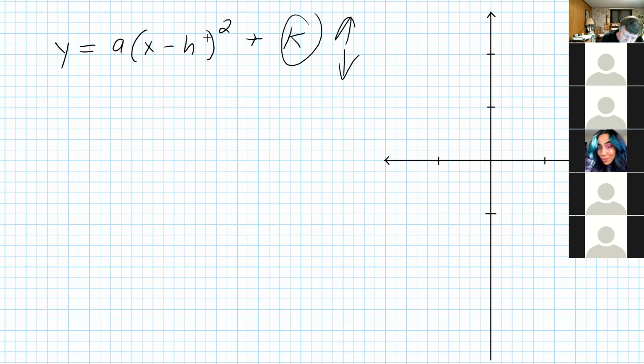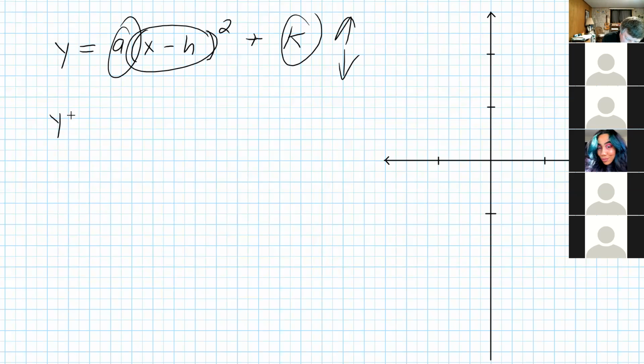What happens on the inside? If it's minus h, it moves in a positive right direction. If it's plus h, it moves in a left direction. If a is positive, it opens up. If a is negative, it opens down. If a is like 2 or 3, it climbs steeper. If it's negative 2 or 3, it's flipped over and falling steeper, so to speak.